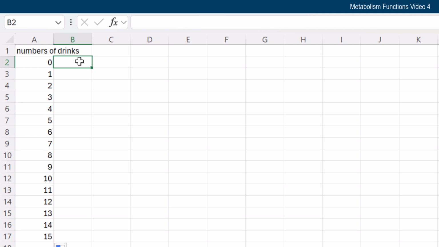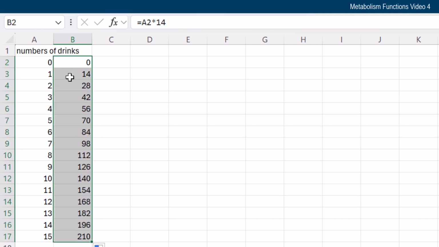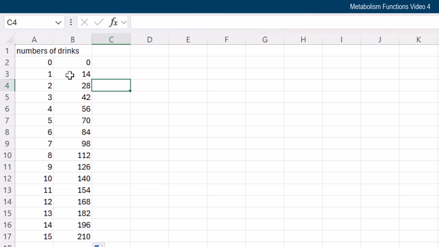This column, same thing as we've seen before. We're going to enter the number of grams of drinks, which is equal to the number of drinks times 14. Scroll that formula down. Okay, and those numbers should look familiar, right? So 14 grams is 1 drink, 28 grams is 2 drinks, 42 grams is 3 drinks. Okay, and then let me label that column.